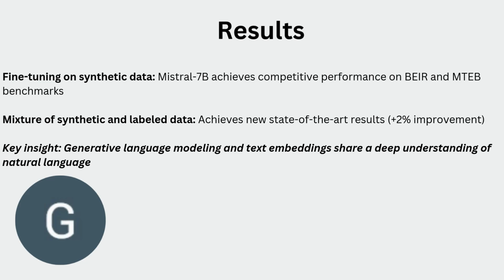So let's break this down a bit more. These decoder-only large language models like Mistral 7B have been exhaustively pre-trained. What this means is that due to this pre-training process, they have a good understanding of natural language. And this good understanding of natural language is critical for the way they are able to generate text, and is also critical for the way they are able to generate text embeddings. The key point to note here is that generative language modeling and text embeddings both require a good understanding of natural language. And hence, we can leverage these decoder-only large language models which have been exhaustively pre-trained.